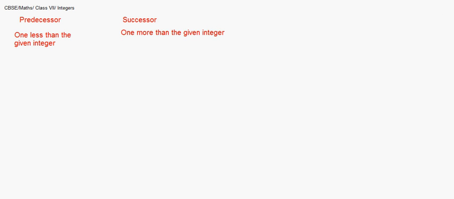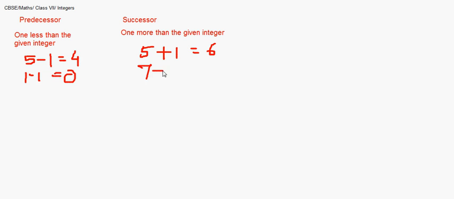The predecessor is to be calculated by subtracting 1, and the successor on the opposite hand will be calculated by adding 1. Suppose I'm given 5 and I'm asked to find the predecessor. I will do 5 minus 1 equals 4. If I'm given 1, the predecessor will be 0. On the other hand, if I'm given 5, the successor will be plus 1, that is 6. And if 7 is given, it will be 8.